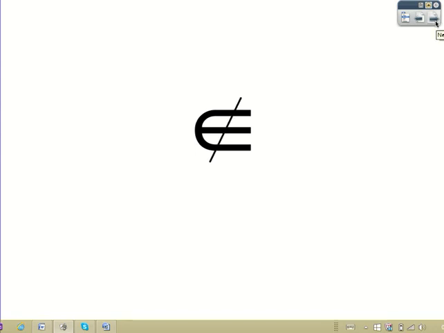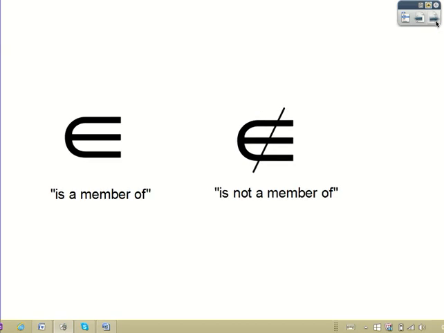What about this symbol here? We have come across this symbol before. What does it mean? It's not a member of. The first symbol is a member of, and the second is not a member of.